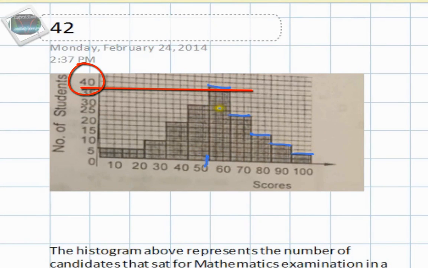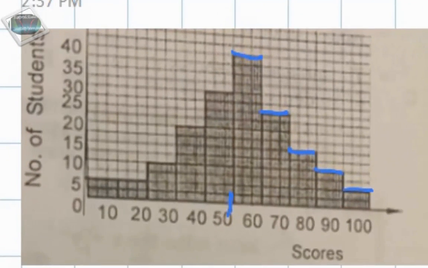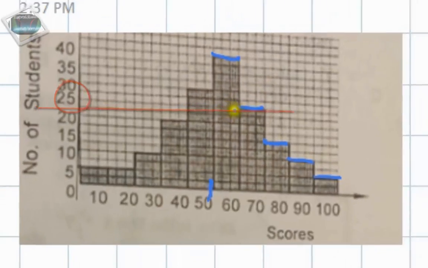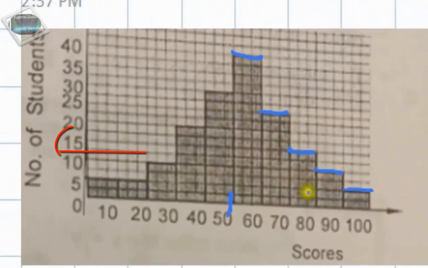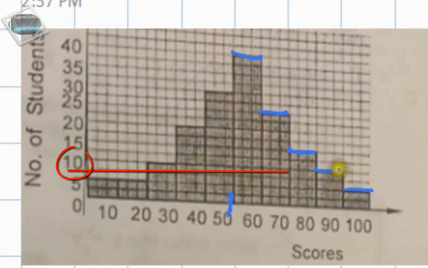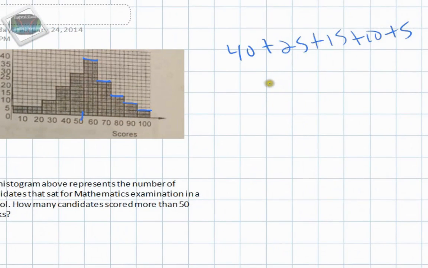So it's going to be 40 plus, let's see here, where is this at? 25 plus 15 plus 10 plus 5. Okay, and so let's just start adding the numbers here.